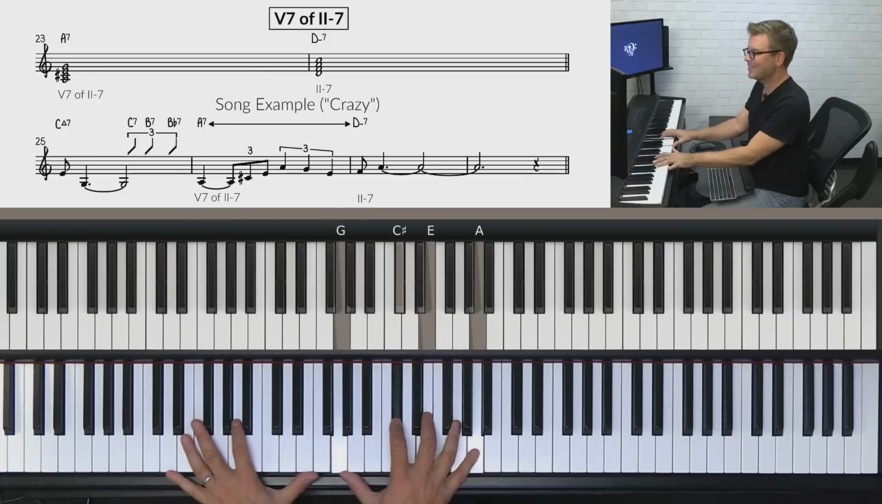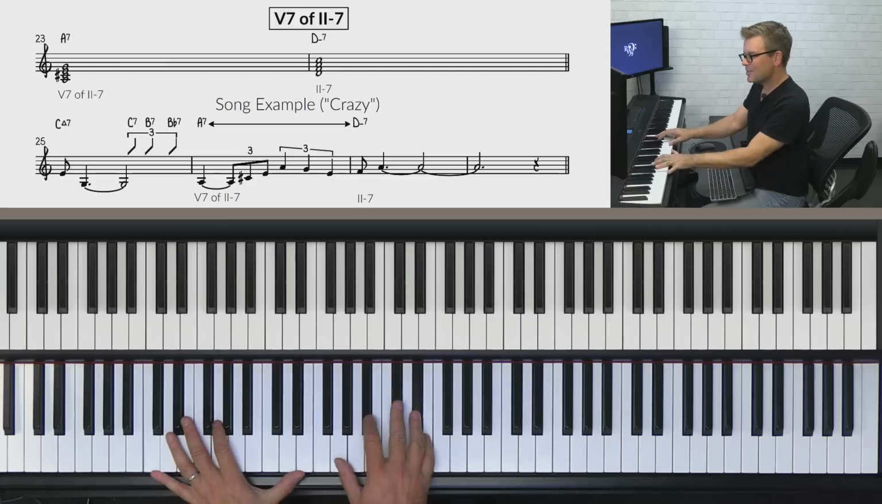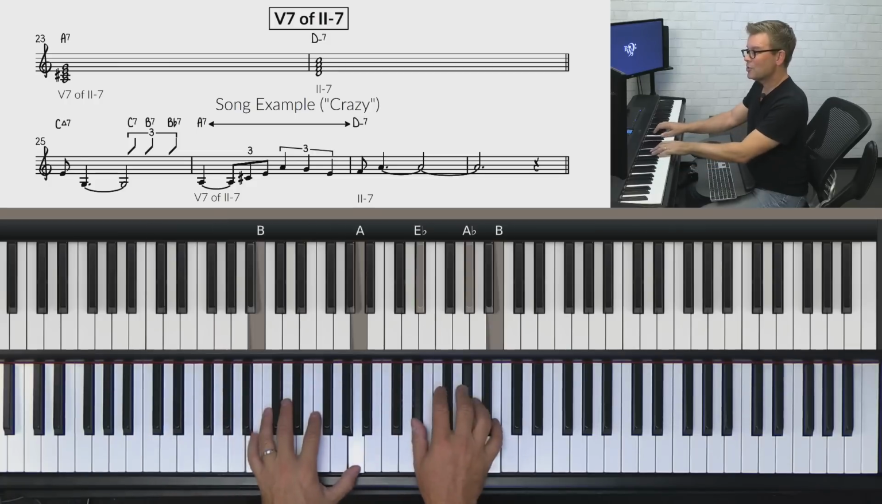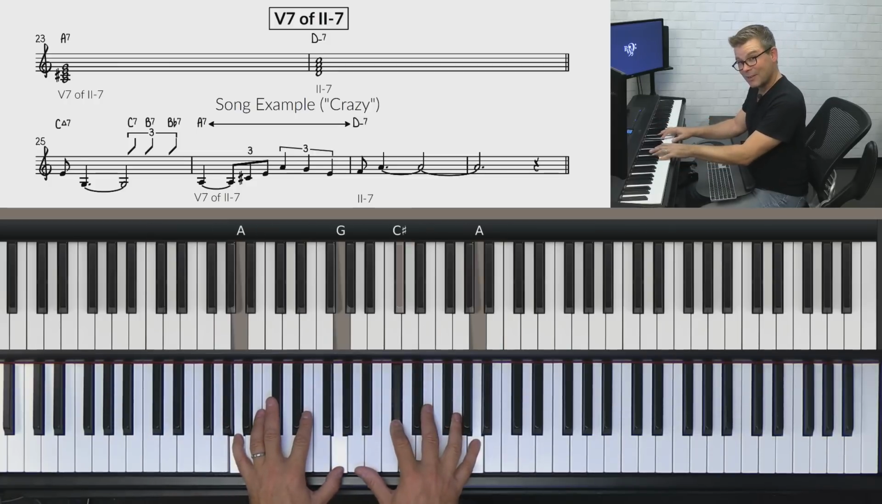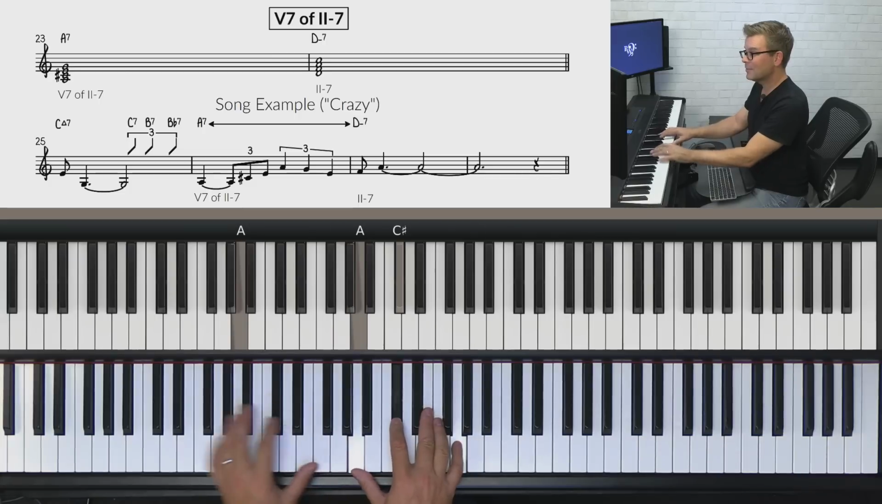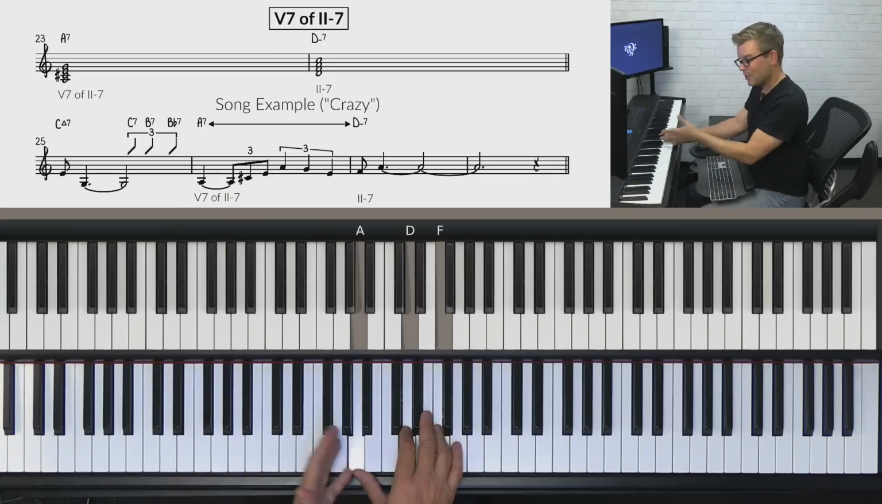Right? You know that song? So it starts off with just C, right? Then we go down to A7. Again, 5 of the minor 2, and we resolve to the minor 2.